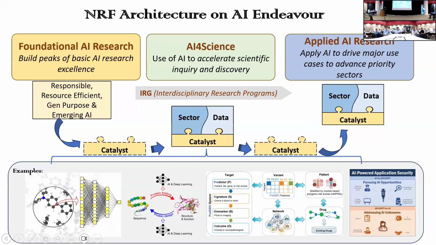So here is the overall architecture of the NRF AI effort. There are 3 domains. One is foundational AI research, which is basically focused on the AI of science, and this is considered a catalyst. And AI for science is here, so we apply this AI technology to solve scientific problems.